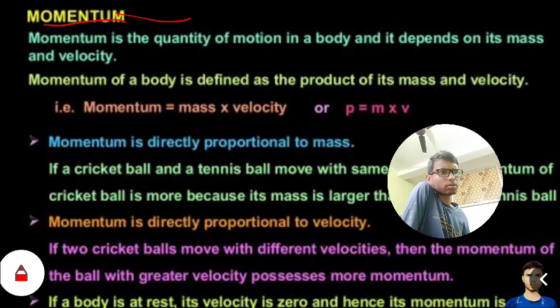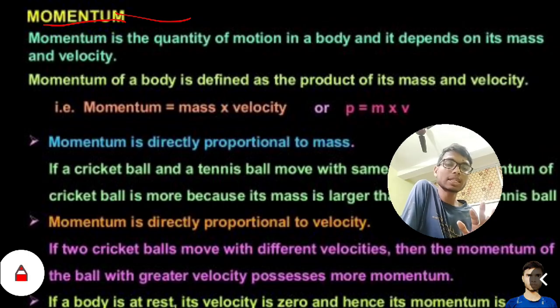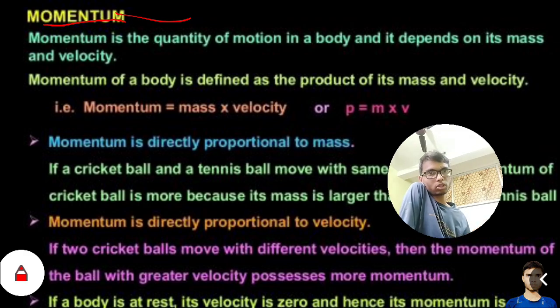One point is clear: if the mass of the object is very less and velocity is more, then that object will move very fast. If the mass of the object is more and velocity is less, that object will be moving slowly. So here you are observing the quantity of motion.